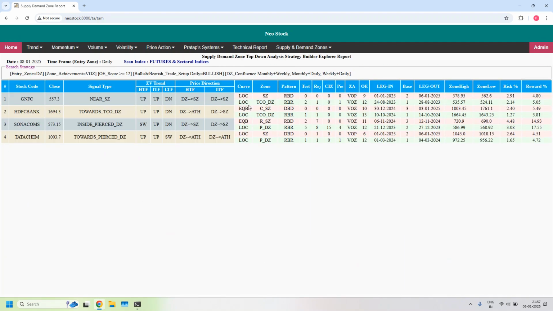In these 4 stocks, the daily demand zones are part of the weekly demand zone, and both together are again part of the monthly demand zone. Here 2 stocks have pierced zones. Okay, out of these 4, how many of these stocks have HTF EMA confluence, that is monthly EMA? You can't use the third one, it is a sideways trend.